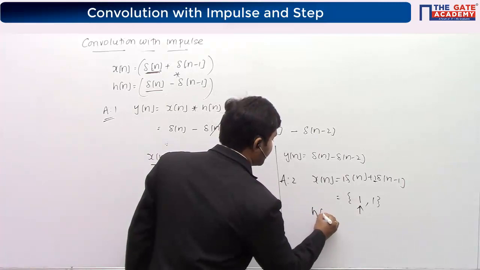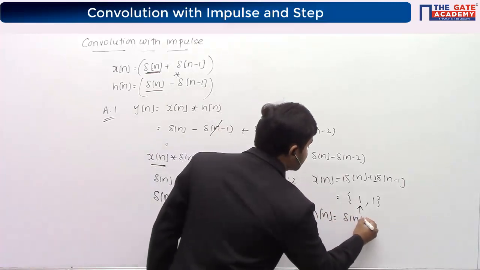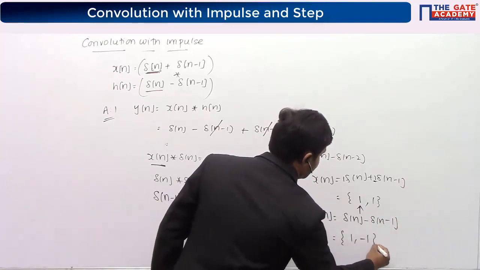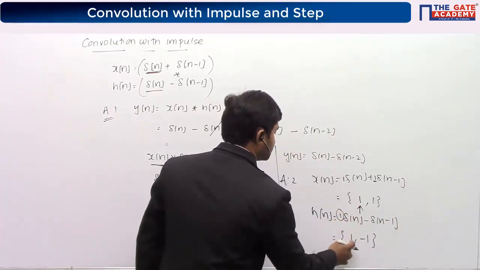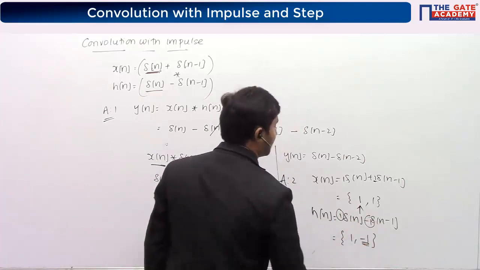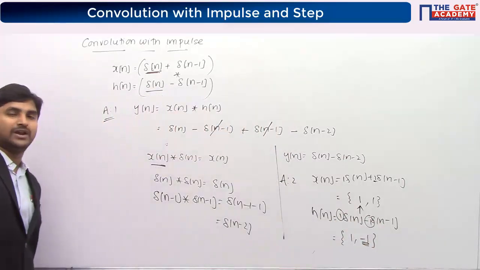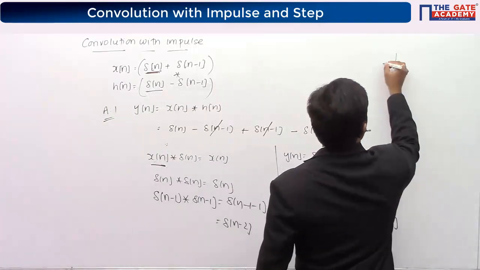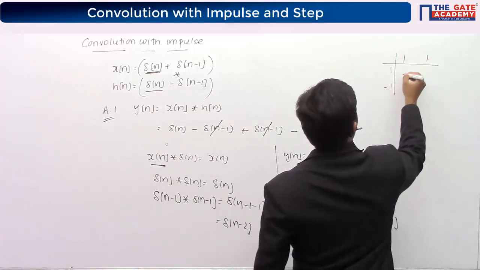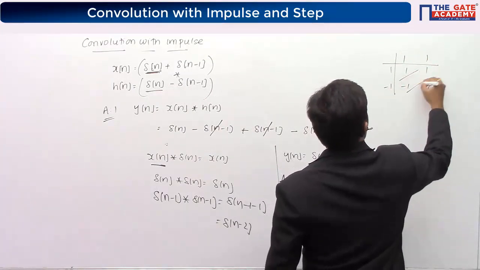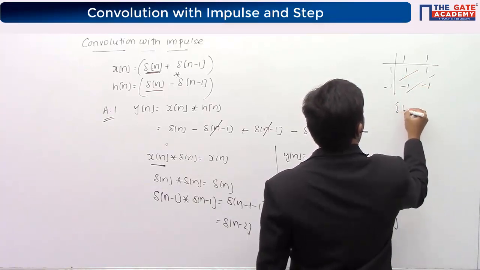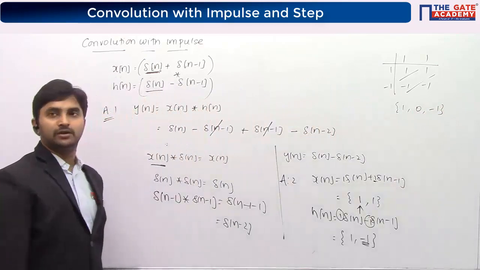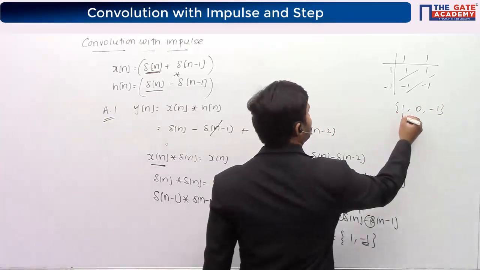Similarly, I can also write h of n, which is given as del of n minus del of n minus 1. I can write it as 1 comma minus 1. There is a 1 here, so I am writing 1 here. There is a minus 1 here, minus 1 I am writing here. So x of n is 1 comma 1 and h of n is 1 comma minus 1. So the convolution of 1 1 with 1 minus 1 gives 1 0 minus 1. If you want to write it, the arrow will be here.